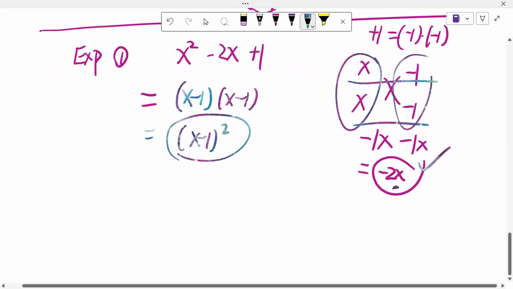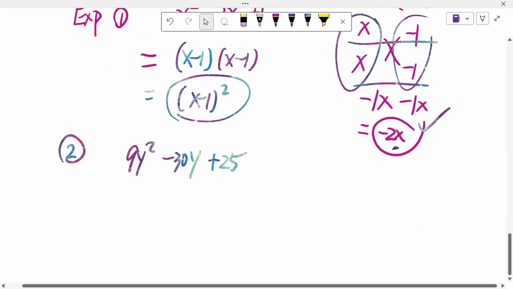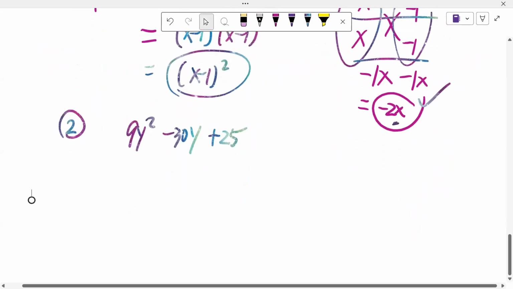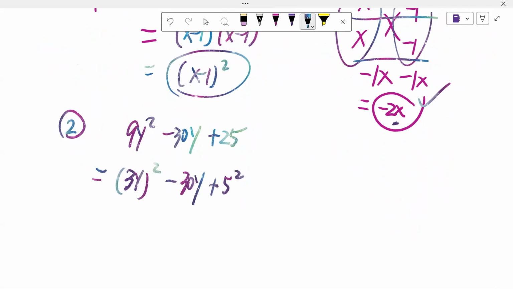Okay, now let's look at another one, right? Let's say we get something like 9y squared minus 30y plus 25. You probably didn't realize this is a perfect square, but we can confirm that, right? So this is actually 3y squared minus 30y plus 5 squared. That's why this probably is a perfect square, because we can turn the first and last term into perfect squares.